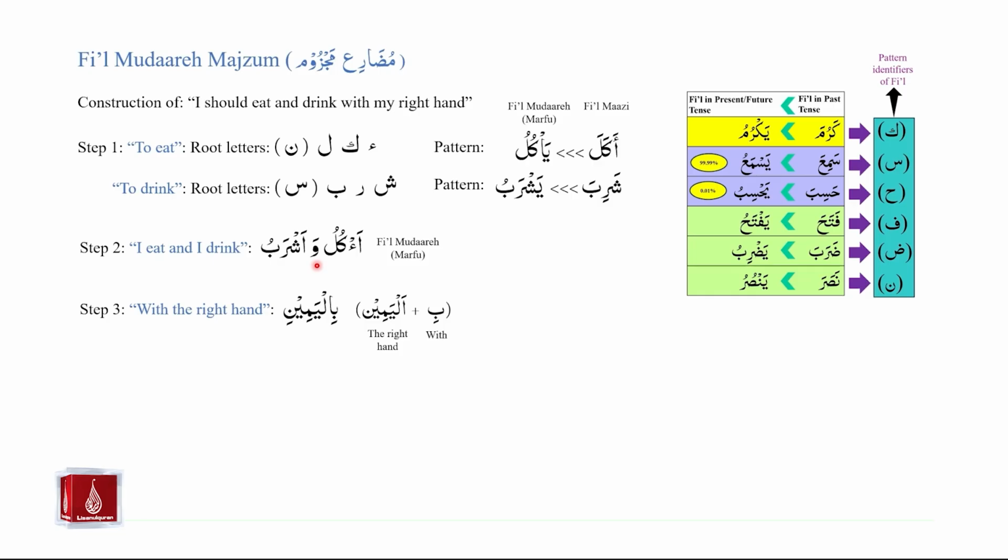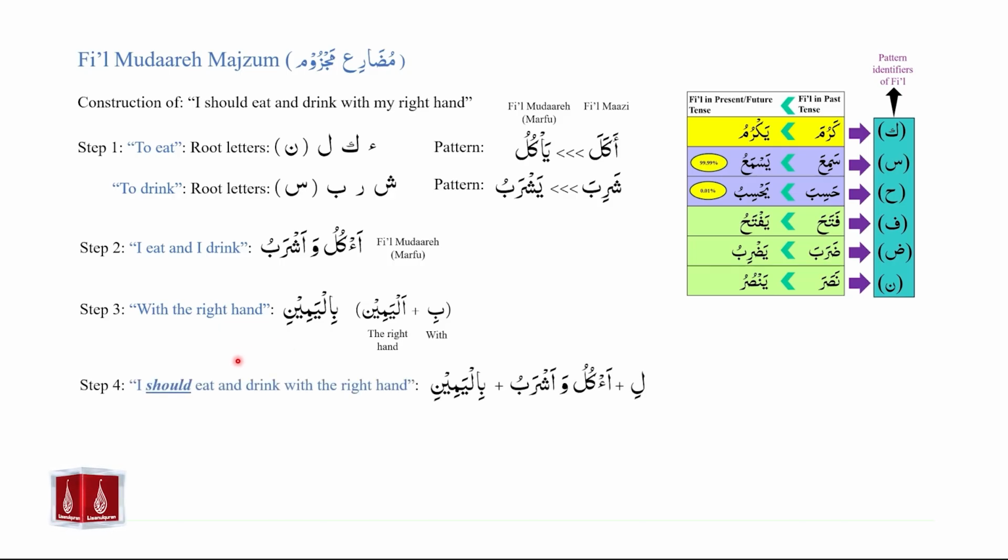Our next step, we will try to translate with the right hand. For with the right hand, we will use ba harf jar. The right hand is called al-yamini. So ba plus al-yamini will be bil-yamini. And now we can put it all together as I should eat and drink with the right hand: lam of amr, plus akulu wa ashrabu plus bil-yamini. Bil-yamini is with the right hand.